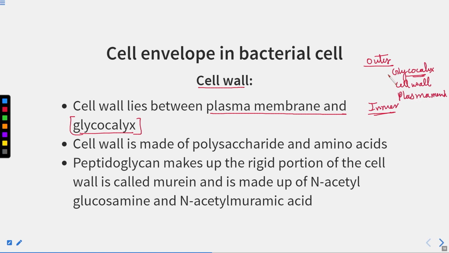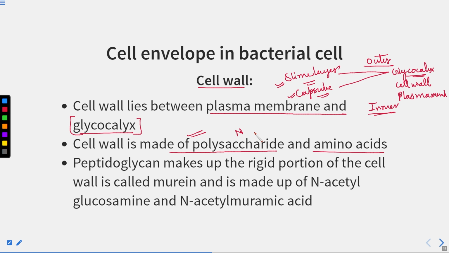Now this glycocalyx can be of two types: slime layer and capsule. In a bacterium, either one of them is present, either in the slime layer form or in the hard, capsular covering form. Now the cell wall is made up of polysaccharide and amino acid. Very, very important: NAM and NAG. N-acetyl-muramic acid and N-acetyl-glucosamine, NAG and NAM.